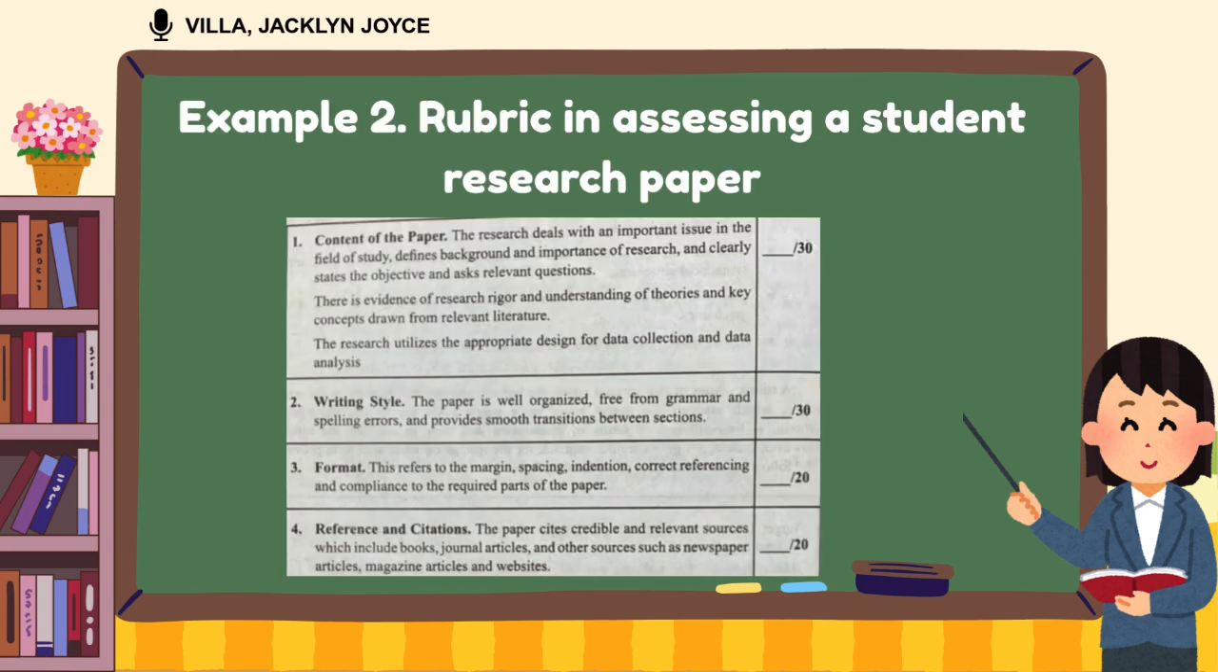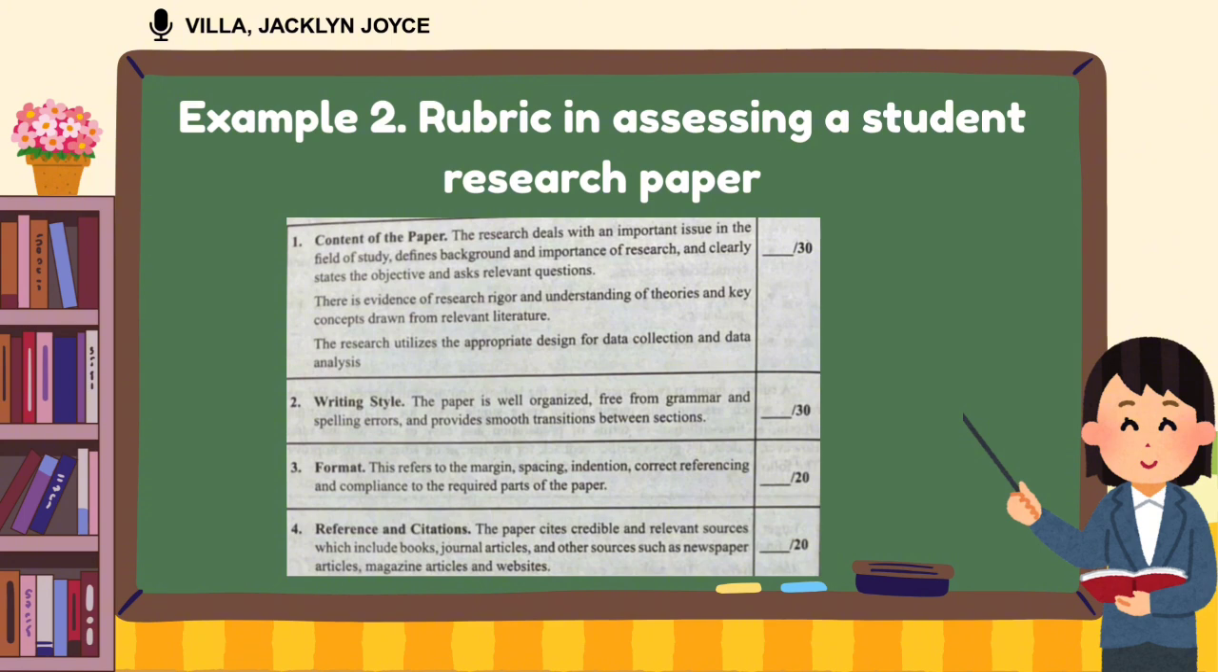So next, we have the example for the rubric in assessing a student research paper. Number one, we have the content of the paper. The research deals with an important issue in the field of study, defines background and importance of research, and clearly states the objective and asks relevant questions. So there is evidence of research rigor and understanding of theories and key concepts drawn from relevant literature. The research utilizes the appropriate design for data collection and data analysis.